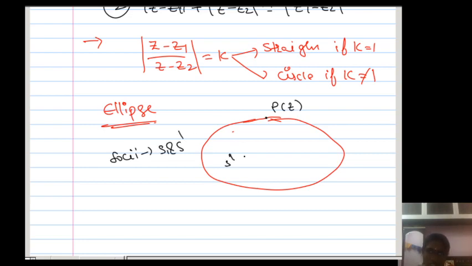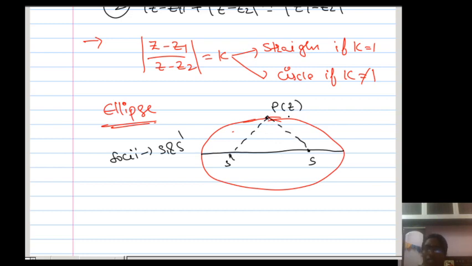Here S dash, suppose it is S. You have in the ellipse two fixed points. It has a major axis and a minor axis. S and S dash are two fixed points. P, or Z, is any point on the ellipse. For which condition does it satisfy here?